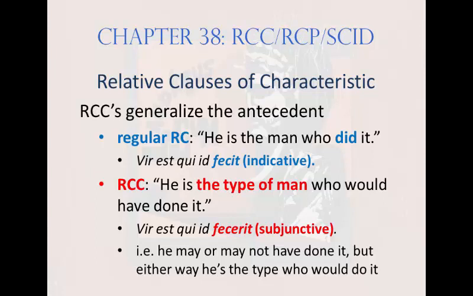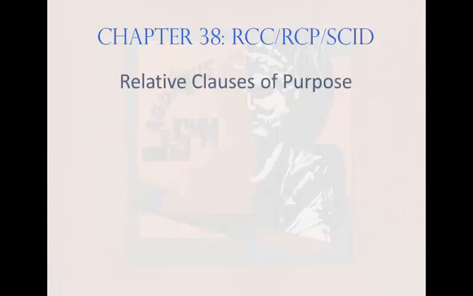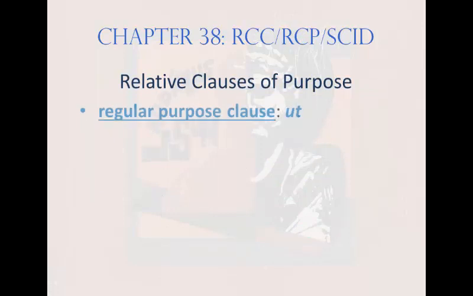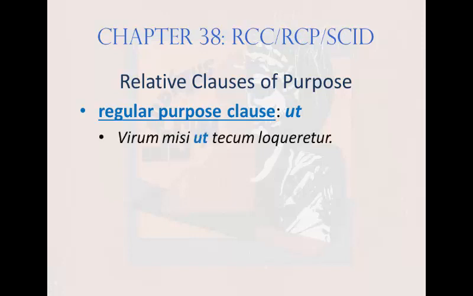There is another type of relative clause that also uses the subjunctive, the relative clause of purpose, RCP. Regular positive purpose clauses, as we saw back in Chapter 28, use ut. For example, virum misi ut tecum loqueretur, meaning I sent a man to speak with you.